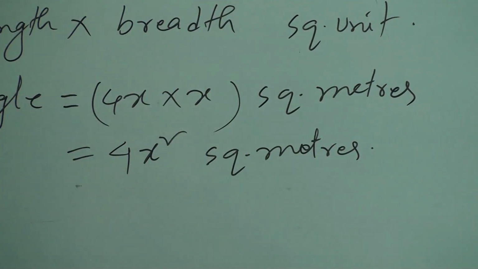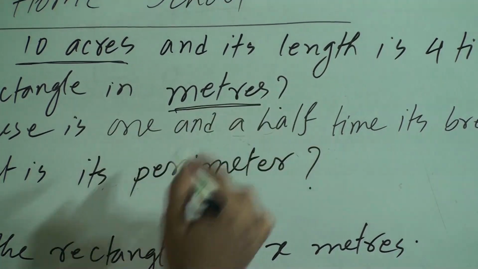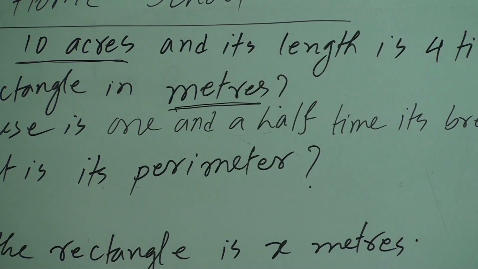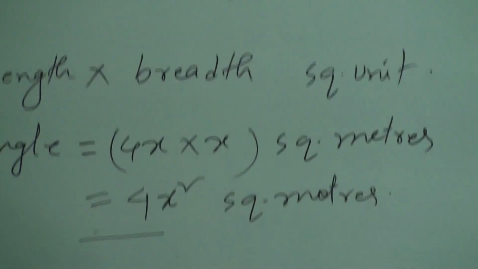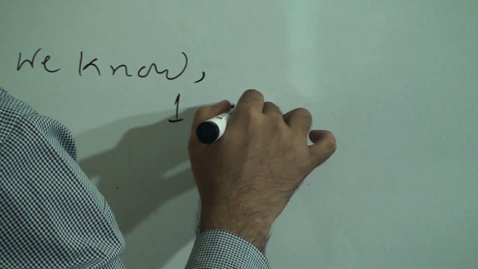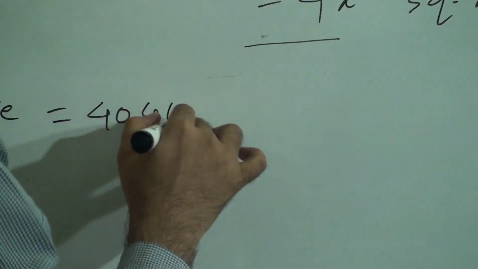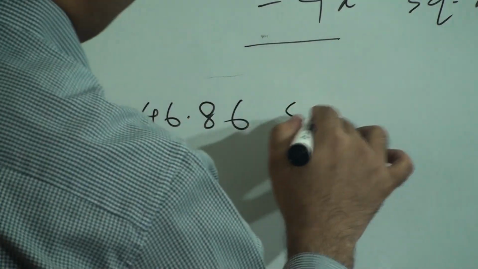Okay, dear students, now see, we have determined the area of the rectangle by using the formula, but here the area of the rectangle is also given in acres, and we need to determine the length in meters. So we need to find out the relation between square meters and acres. Dear students, we know 1 acre is equal to 4046.86 square meters.